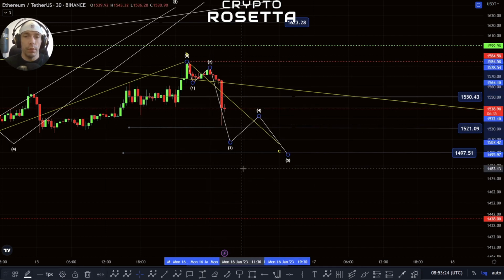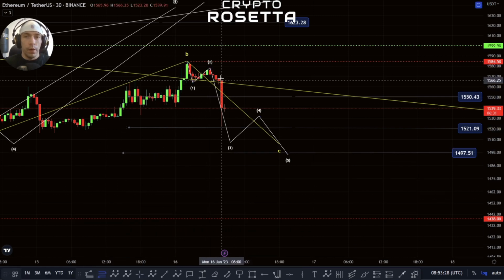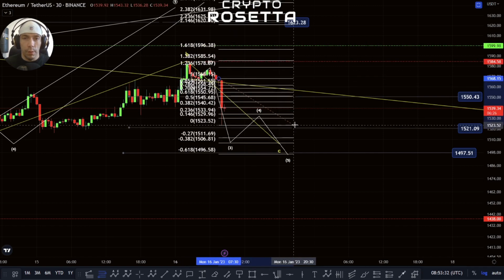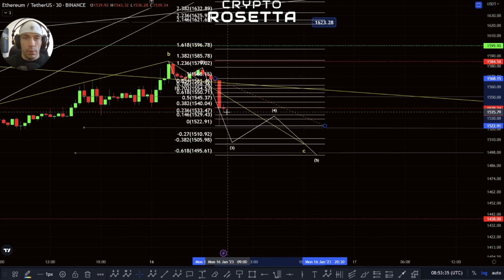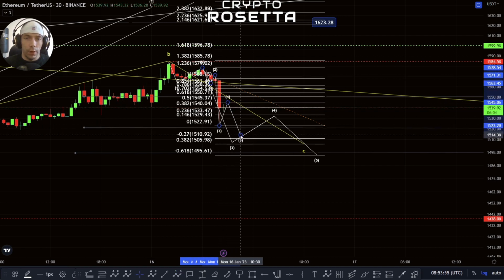But I do think that we're still within this third wave, and what we'd be looking for within this, if we're looking at this as the potential 1, 2, would be a move back up. So we've already hit the 382 at this 1,540. I wouldn't really want to go too much higher than this 1,545 before looking for this fifth wave to the downside. Basically within this move, this is a 1, 2, this is a third, looking for a fourth, and then looking for that push to the downside.